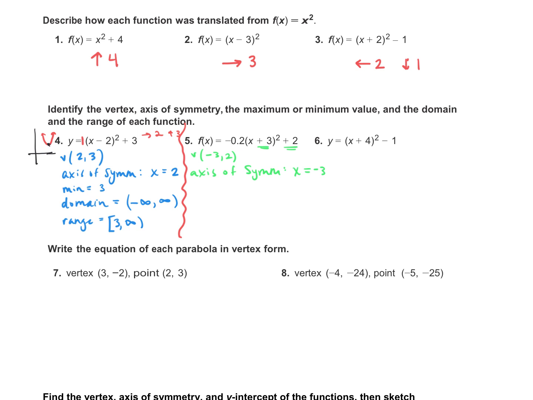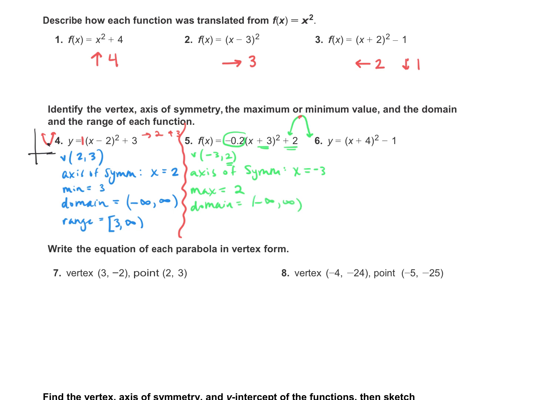What else do we need? Maximum or minimum. So our a value is negative, which means that this graph is opening down. So now we have a maximum because we have a highest point. So the maximum is equal to how high did that graph get? And if your vertex is at -3, +2, that 2 value, the y, tells you how high your graph got. Domain for all quadratics is all real numbers, so -infinity to infinity.